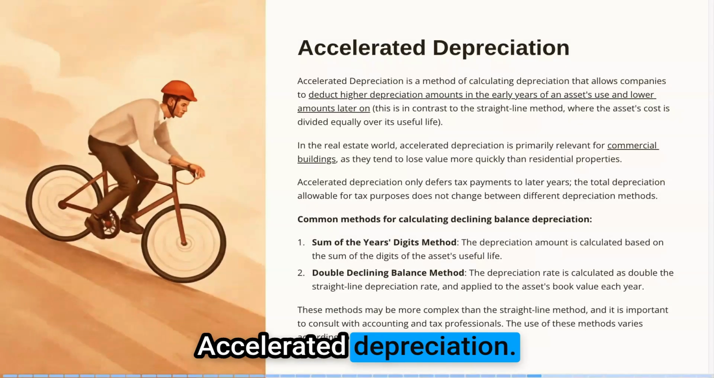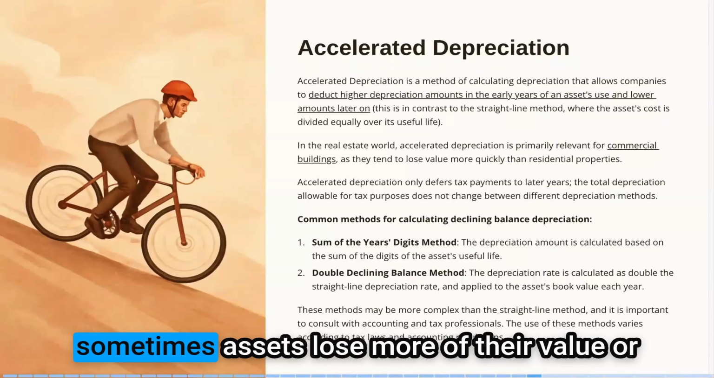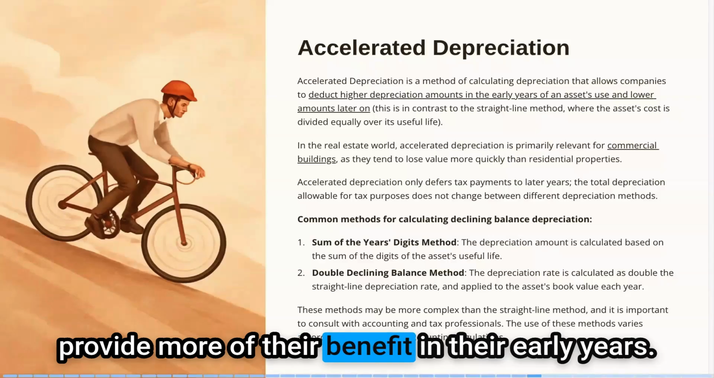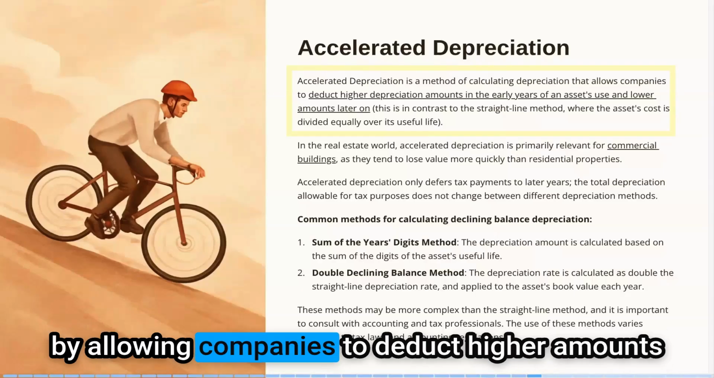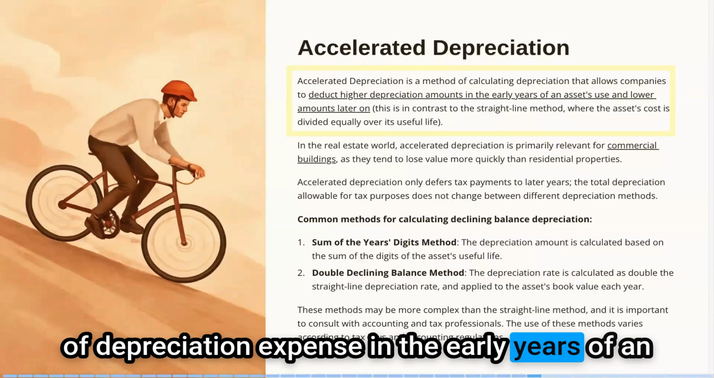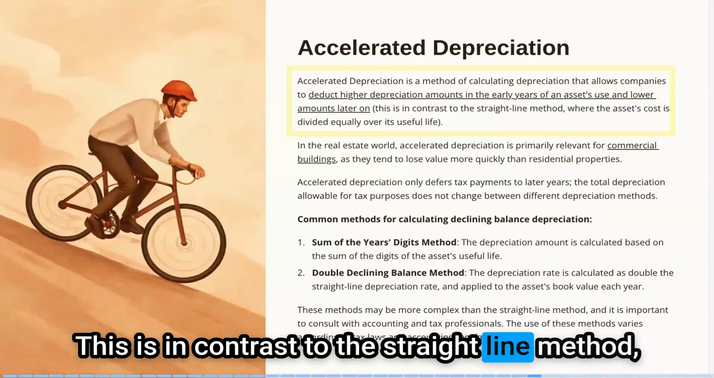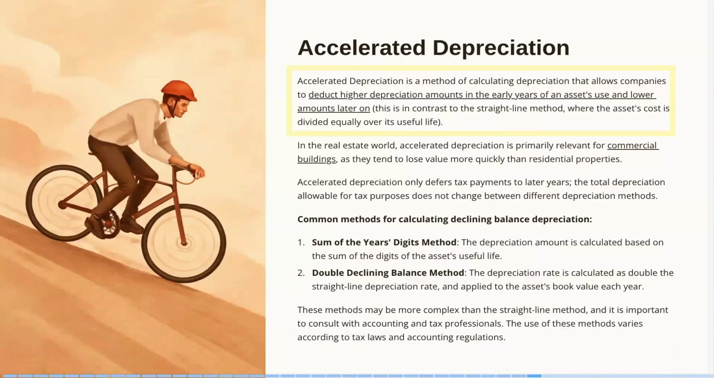Accelerated depreciation. Straight line depreciation is simple, but sometimes assets lose more of their value or provide more of their benefit in their early years. Accelerated depreciation methods recognize this by allowing companies to deduct higher amounts of depreciation expense in the early years of an asset's use and lower amounts in the later years. This is in contrast to the straight line method, where the depreciation expense is spread evenly.